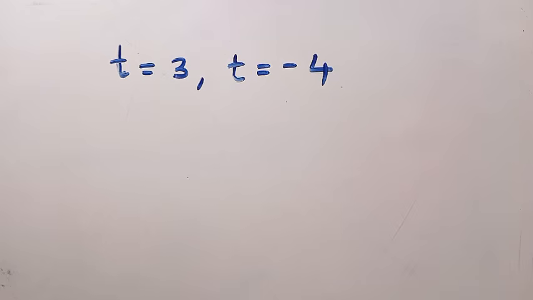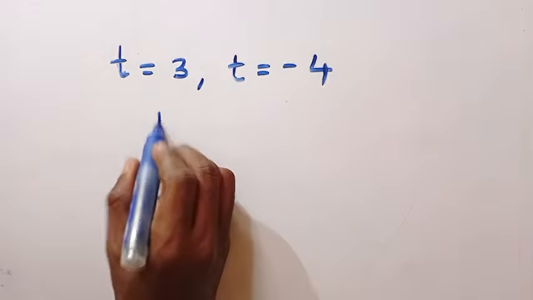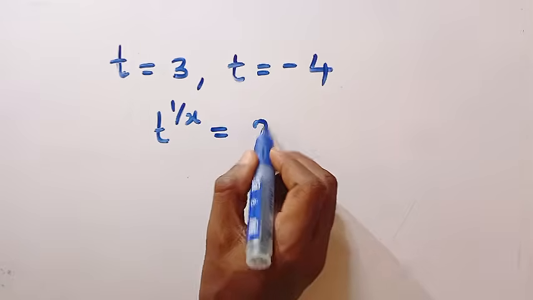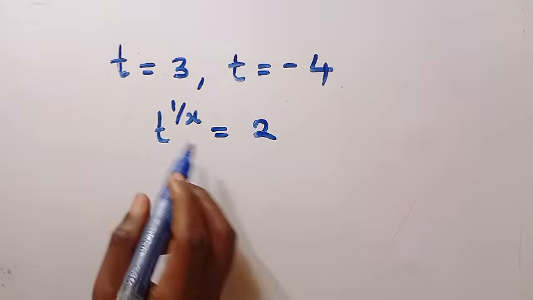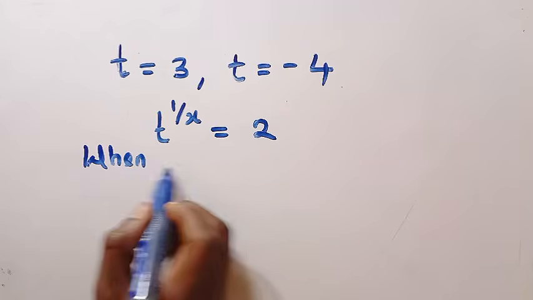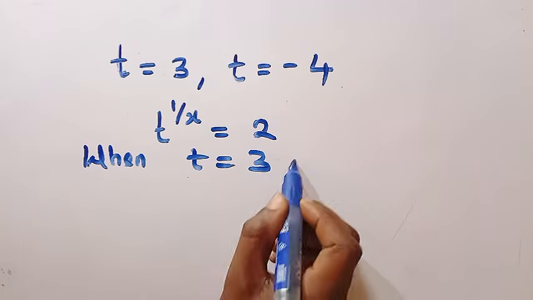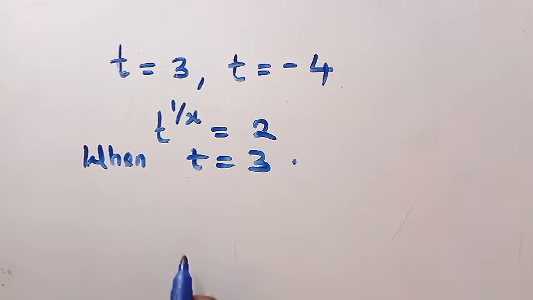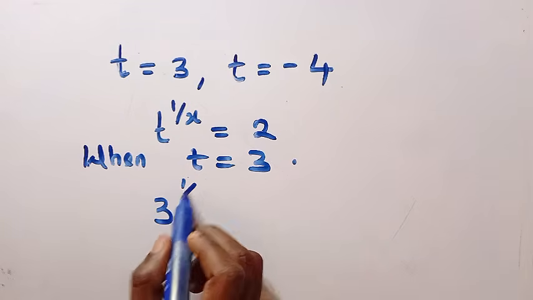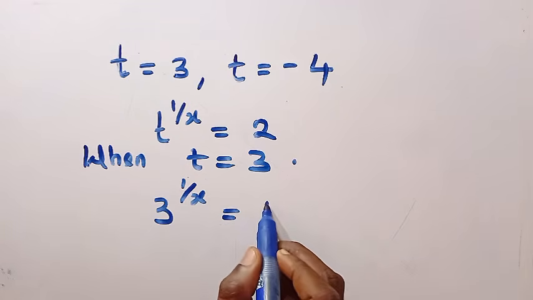So then, recall that I let t to the power of 1 over x equals 2. Let's try to substitute the first one. Suppose we have t equals 3. We replace it here, so instead of t we have 3 raised to the power of 1 over x equals 2.